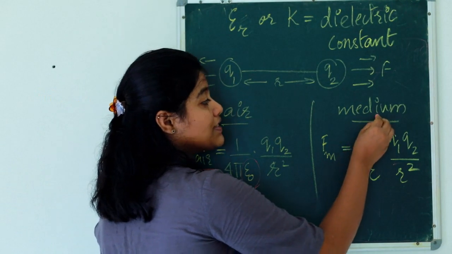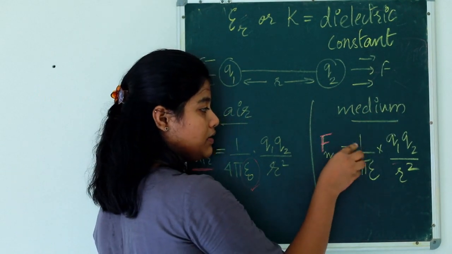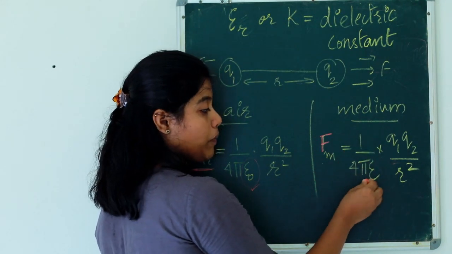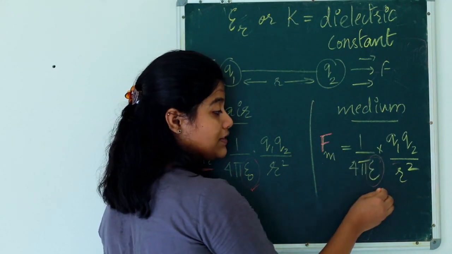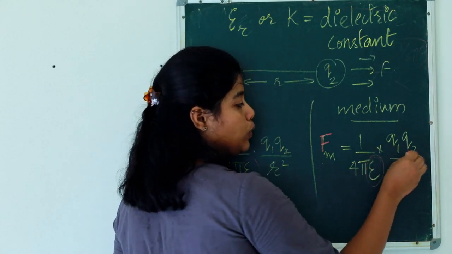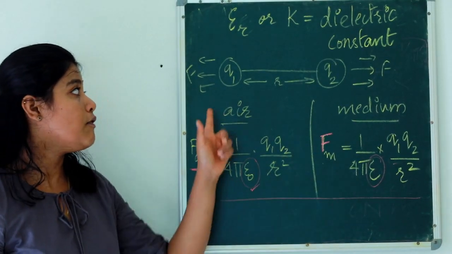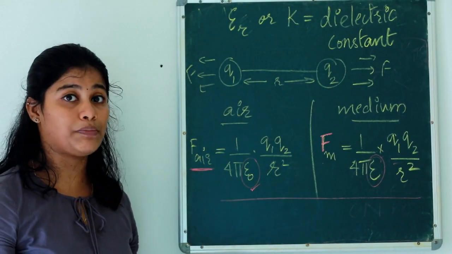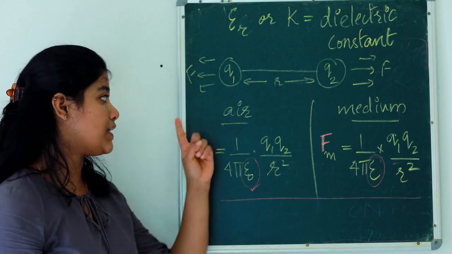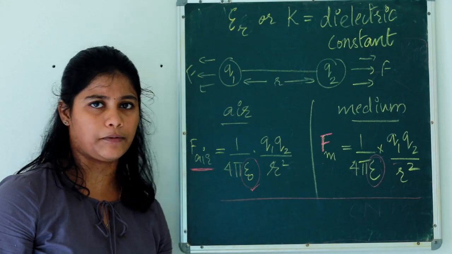Similarly, when it's kept in a medium, the force changes to F medium, which is equal to 1 by 4 pi epsilon into Q1 Q2 by R square. Here epsilon is the absolute permittivity of the medium. So these are the 2 equations of force when the 2 point charges are kept in 2 different mediums, that is air and another medium. It can be anything, water, mercury or anything.